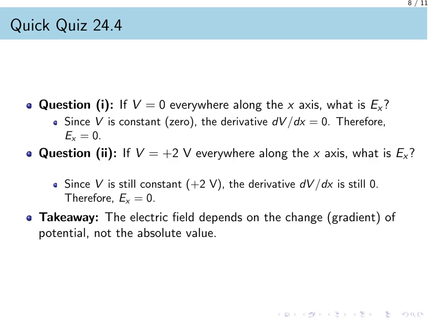Now suppose the potential is a constant positive 2 volts everywhere along that same axis. Even though the absolute value of the potential has changed, it is still constant. Therefore, the derivative is still zero, and the electric field component remains zero. The important takeaway here is that the electric field does not depend on the absolute value of the potential at a point, but rather on how that potential changes over space.